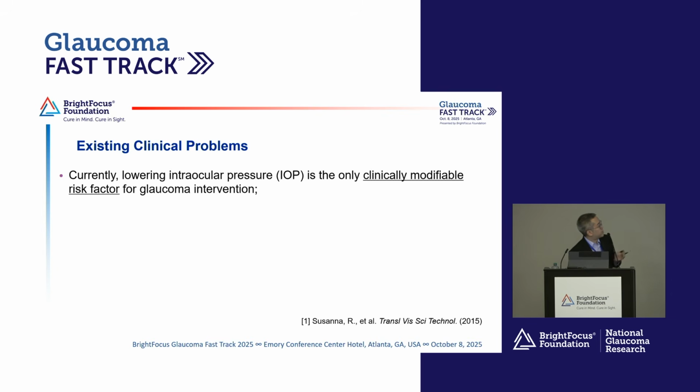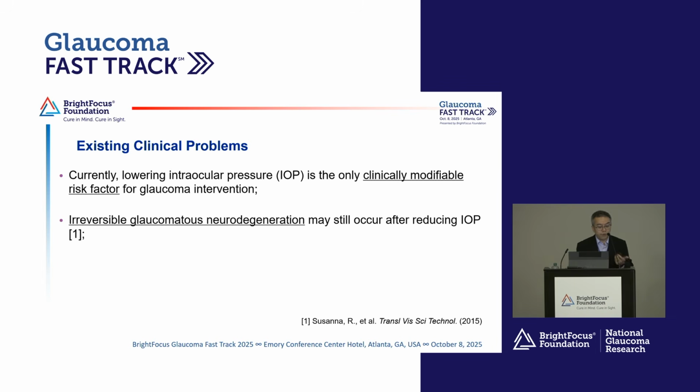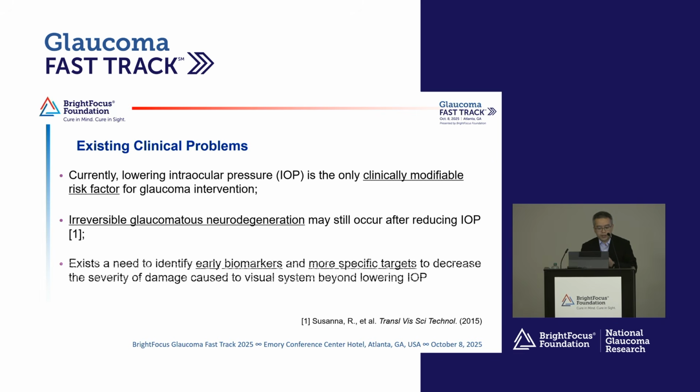The clinical problem is that we have pretty good and effective IOP lowering measures, but IOP is currently the only clinically modifiable risk factor for glaucoma interventions. Glaucoma is, for most cases, irreversible, a neurodegenerative disease of the visual system. In quite some cases, even after reducing eye pressure to a normal level, it may still continue to progress. So because of the irreversibility, we are very eager to identify some early markers for detecting glaucoma.